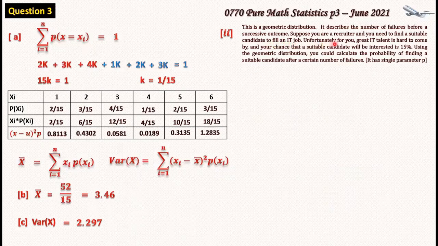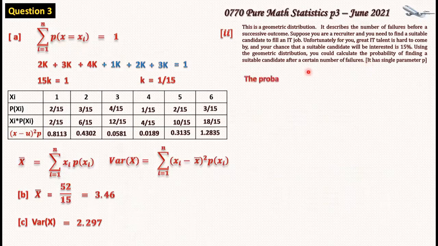This is an example. Unfortunately for you, great IT talent is hard to come by, and your chance that a suitable candidate will be interested is, let's say, 15%. So using the geometric distribution, you could calculate the probability of finding a suitable candidate after a certain number of failures. So here, the single parameter is the probability of success, the probability of finding a successful candidate.